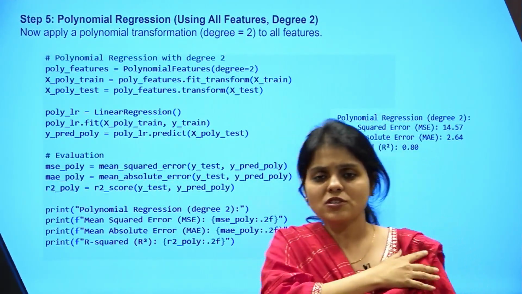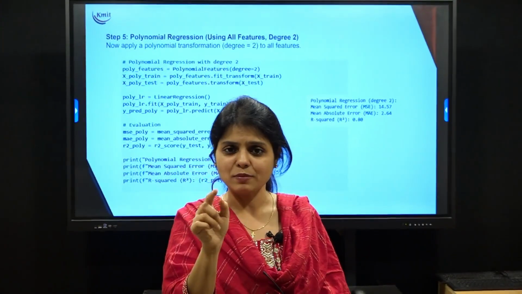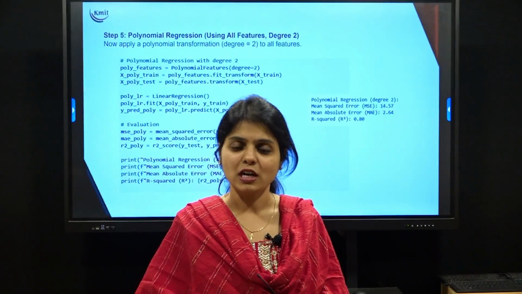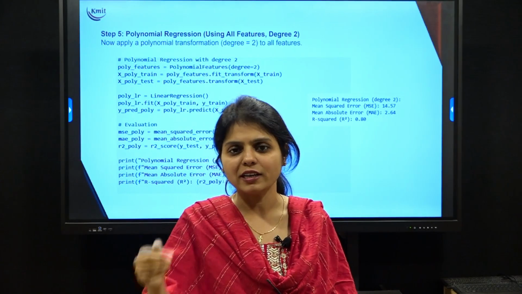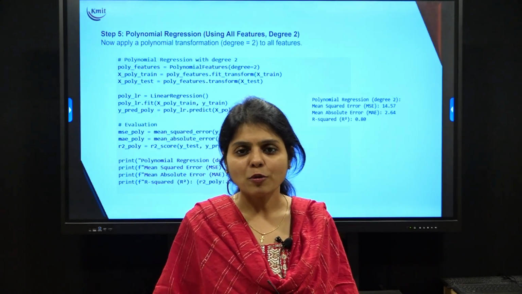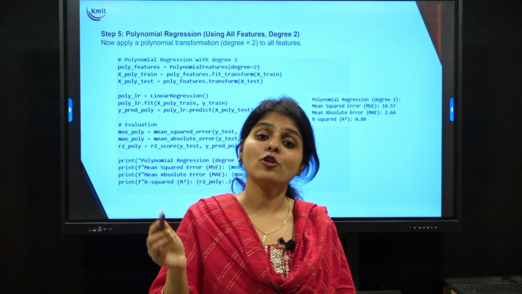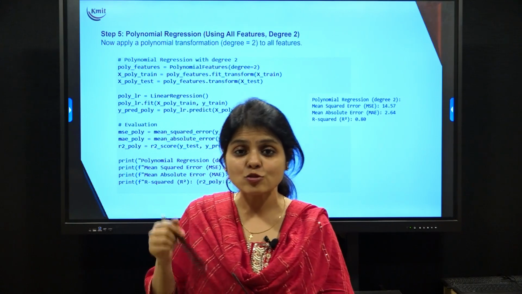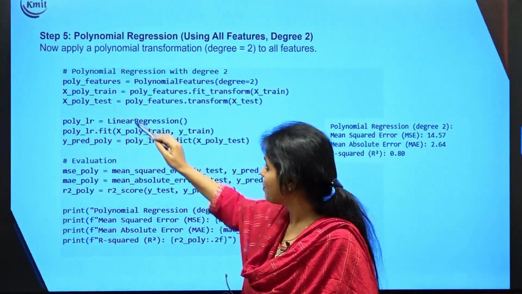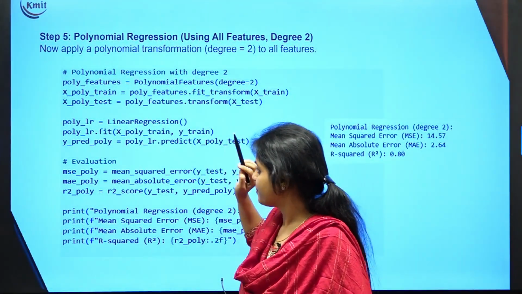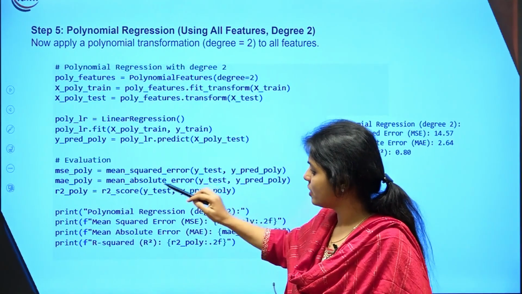Okay, so just remember, in simple linear regression, xtrain, xtest with respect to one variable, fit that into the linear regression model. In multiple linear regression, x is equal to all features, y is 1, fit that into the linear regression model. When I talk about polynomial regression, import the polynomial features first, apply the polynomial features to xtrain and xtest, and fit into the model. Okay. So here in poly lr dot fit, I am applying x poly train and y train. Okay. Now same simple evaluation again, mean square error, mean absolute error and r square error.